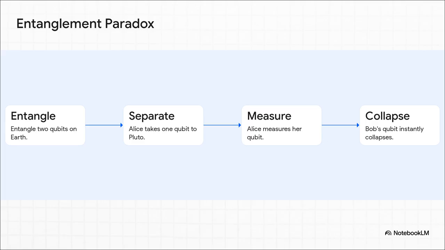Now, computer scientist Alice takes one of those qubits on a rocket ship and flies it all the way to the dwarf planet Pluto, while physicist Bob keeps his qubit back here on Earth. Once she's on Pluto, Alice measures her qubit and finds the outcome is a 1. Because they are entangled, we now know with 100% certainty that Bob's qubit on Earth will also instantly collapse into a 1. But how did Bob's qubit know that Alice made a measurement millions of miles away?